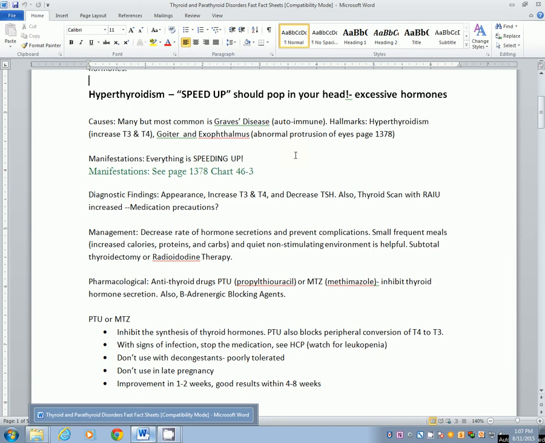The hallmark signs that you're going to see are hyperthyroidism, which is an increase in T3 and T4, a goiter, and exophthalmos, which is abnormal protrusion of the eyes. And there's a good picture of that on page 1378 in your book.